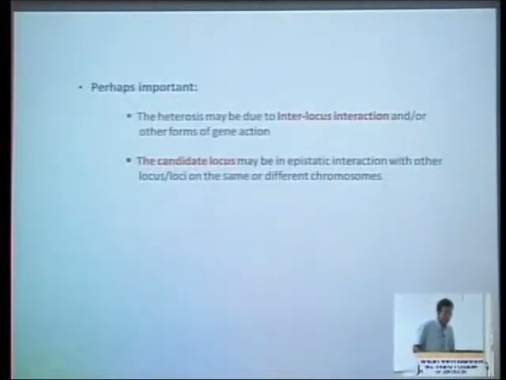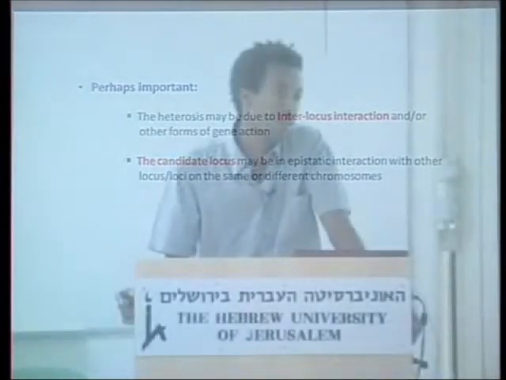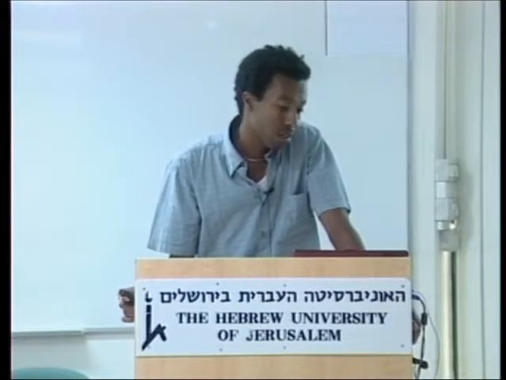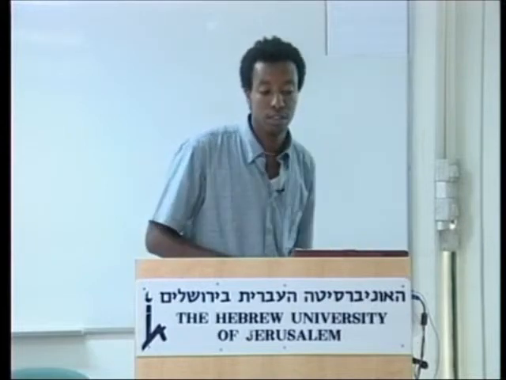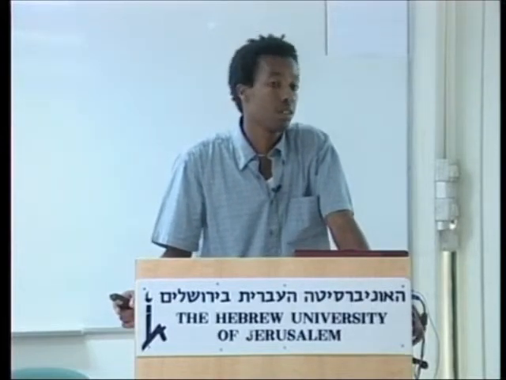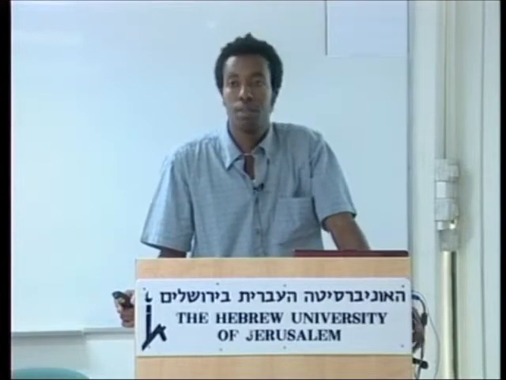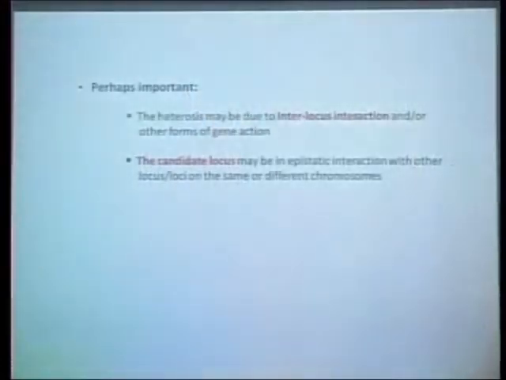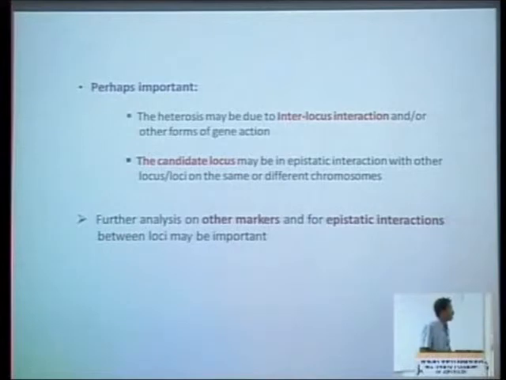So probably most important from these findings is that the heterosis may be due to interaction between loci. That is a kind of epistatic interaction between different loci. This is one of the suggestions. I think we need to analyze further markers, and of course this candidate locus may be in interaction with other loci, maybe on a different chromosome or on the same chromosome, but it indicates that there is some kind of interaction between the loci. So we need to analyze further other markers, like you have seen, adjacent markers close to the candidate marker for any epistatic interaction with other loci.